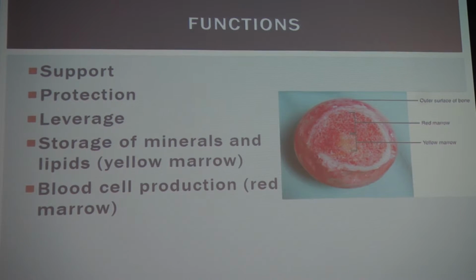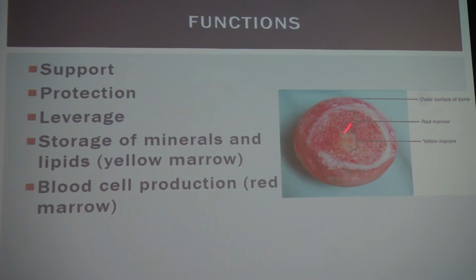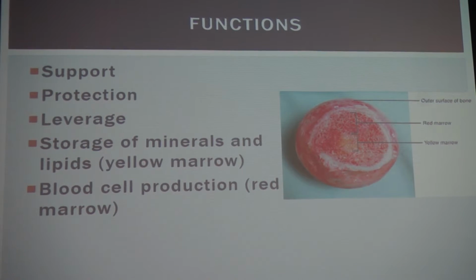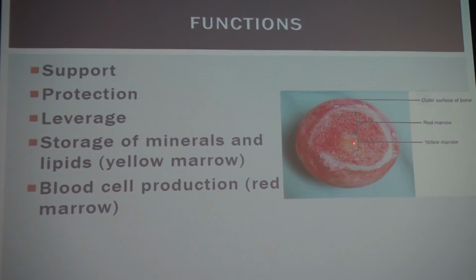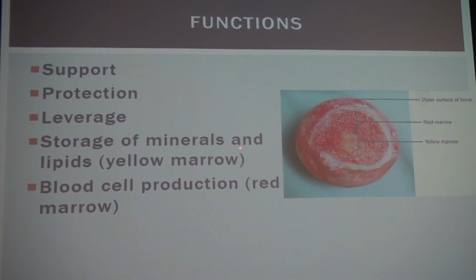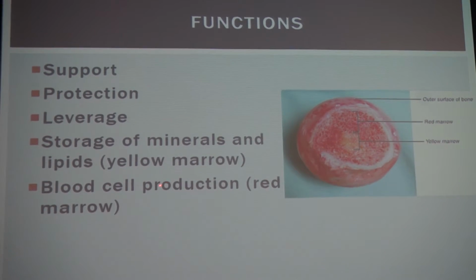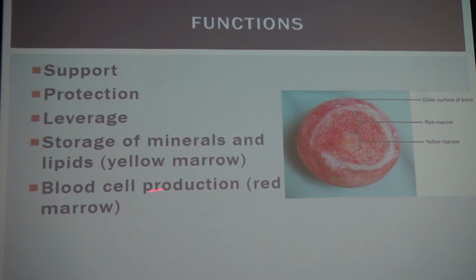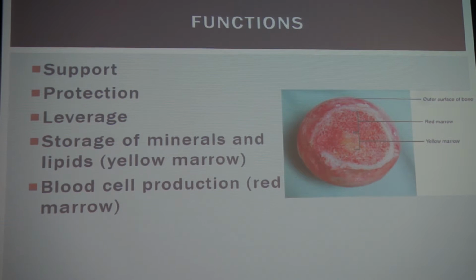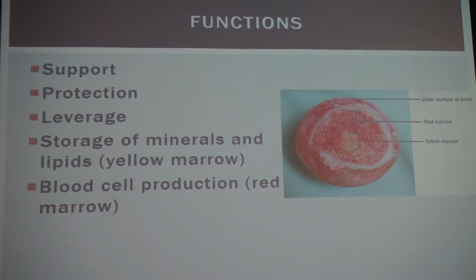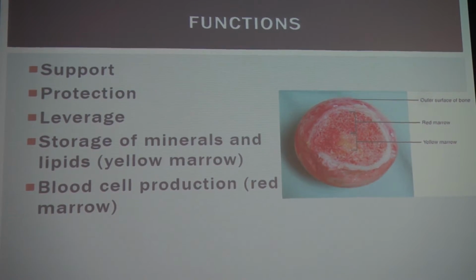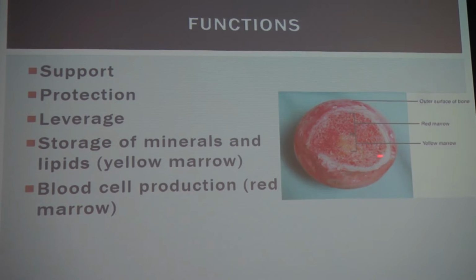Anybody ever eat osso buco? Yes. Okay, that's what you're sucking out: red marrow and yellow marrow. The yellow marrow is fat. I'll show you, it's pretty much in the center of the long bones, when we look at them. But the red bone marrow is where blood cells are formed. All your red blood cells, your platelets, your white blood cells are all produced in your red bone marrow. So you have red marrow and yellow marrow.